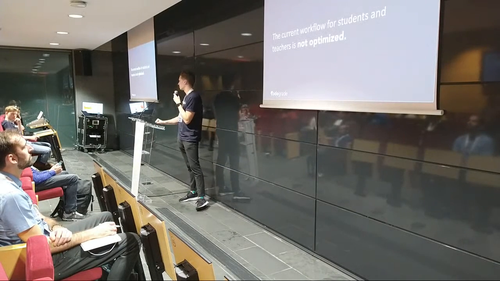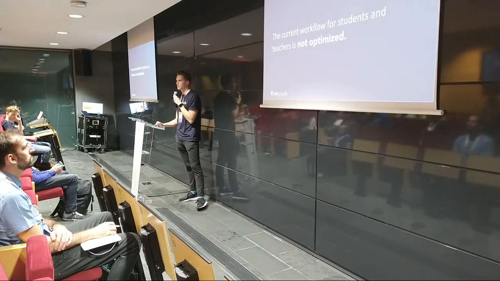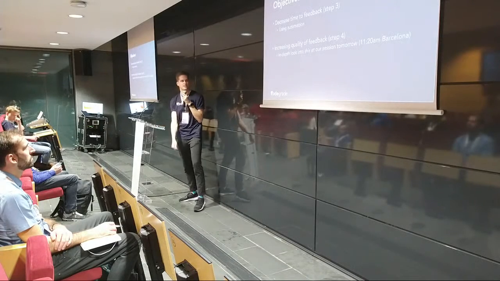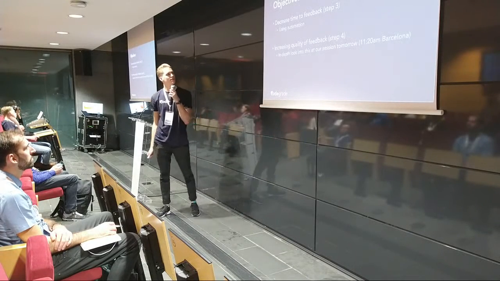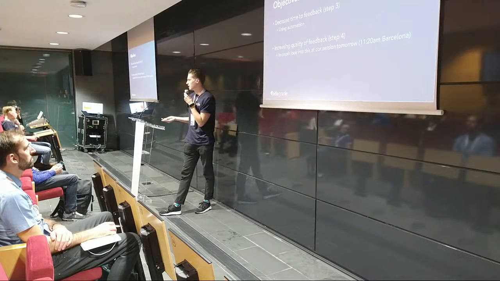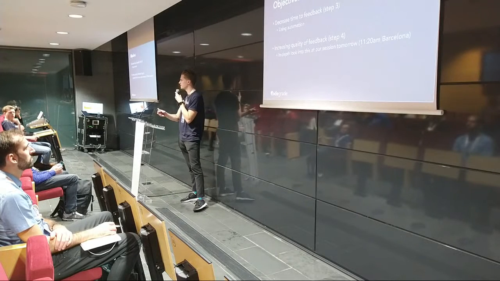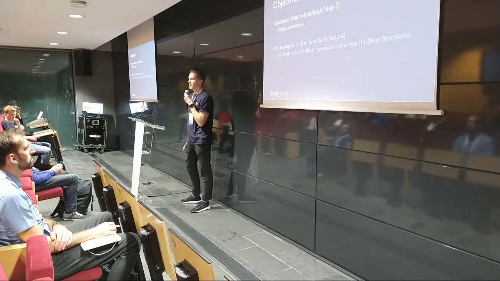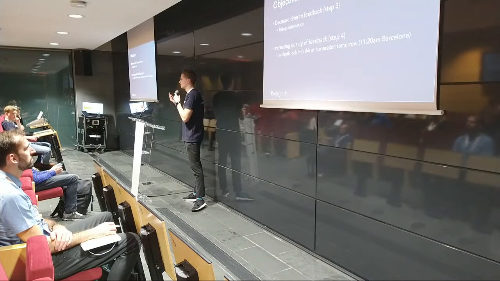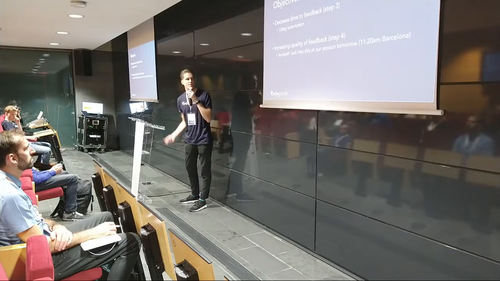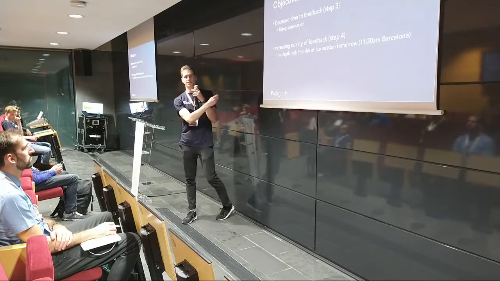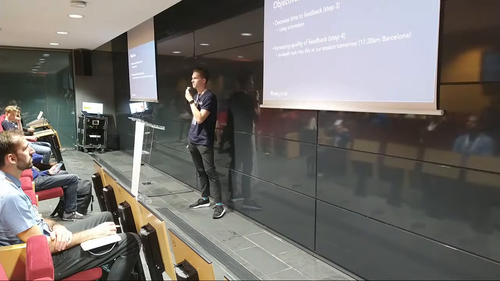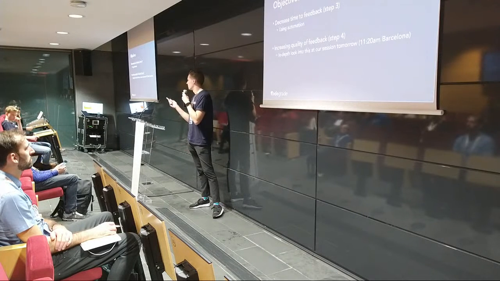So the current workflow is not really optimized. And to improve that, we formulated 2 objectives. The first one is to decrease the time to feedback from weeks to minutes. And we do that using automation. And the second part is to increase the quality of feedback, and especially the manual feedback. And we'll look at this in our session tomorrow, because we only have 15 minutes, which is also in this room.